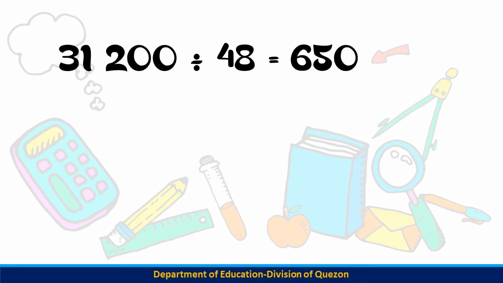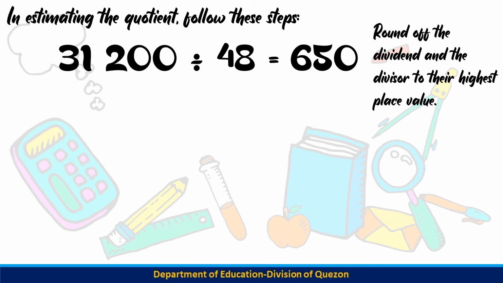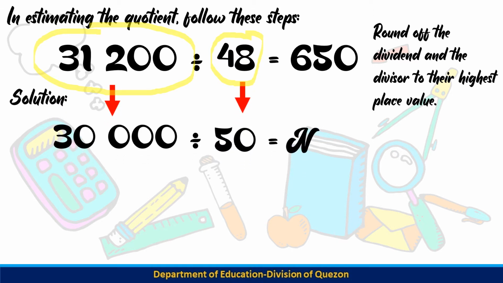Let us try to estimate the given number. The number here is 31,200 divided by 48 equals 650. In estimating the quotient, follow this step. Round off the dividend and the divisor to their highest place value. Our dividend here is 31,200 and our divisor is 48. So meaning 31,200, when we round it off, will become 30,000 and 48 will become 50.